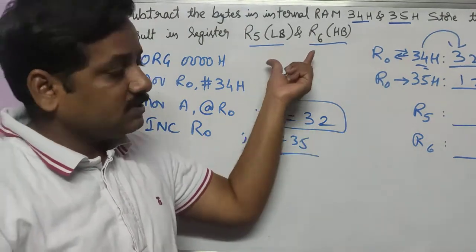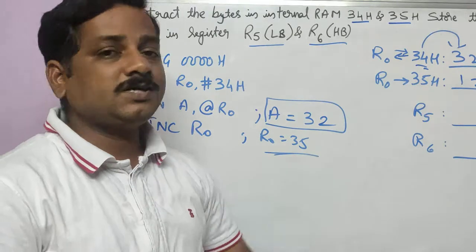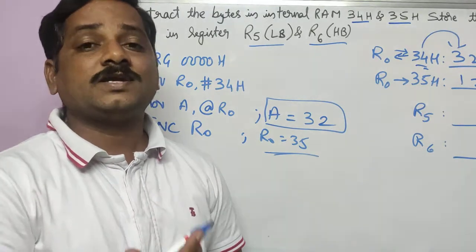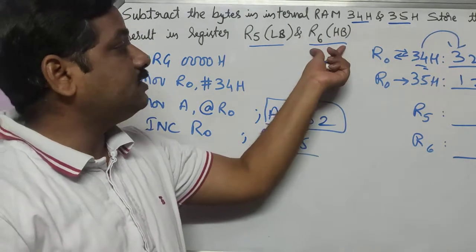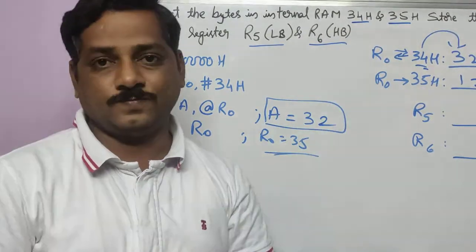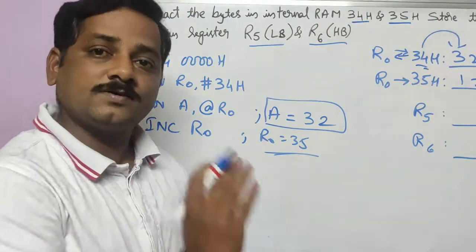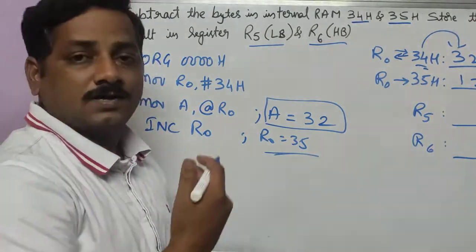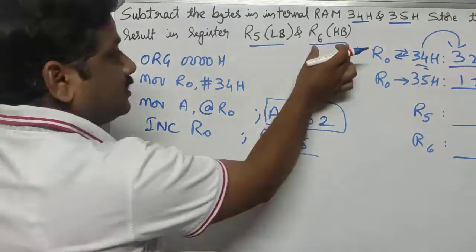Here they have mentioned that the result has to be stored in R5 and R6. So when we subtract, you get the result. You may get carry sometimes, or borrow sometimes. So I use this R6 to mention the borrow. If borrow is not there, let me put it 0. If there is a borrow, then I will give some other number into that. So to indicate that borrow, I use this R6.